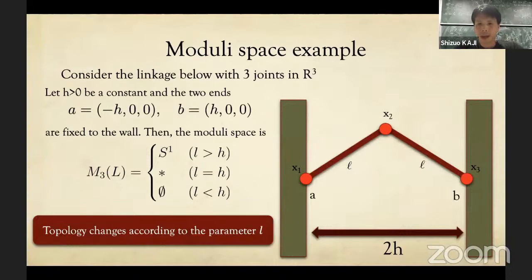When the length of the bar is long enough, more than half of the distance between walls, then you have S1, a circle. This is a 3-dimensional linkage. So you have joints, and this center joint, X2, moves on a circle. And when L is exactly h, then you have 1 point, just this center joint can't move. When L is too short, then you have no solution. So the configuration space is just the null space. So depending on the parameter, you have different topology of the configuration space. And this is what we want to see.